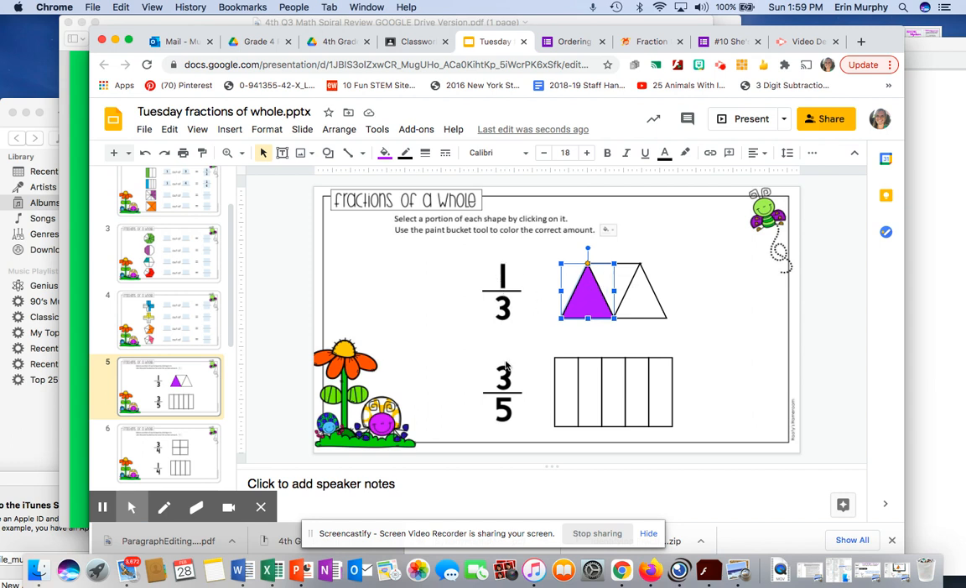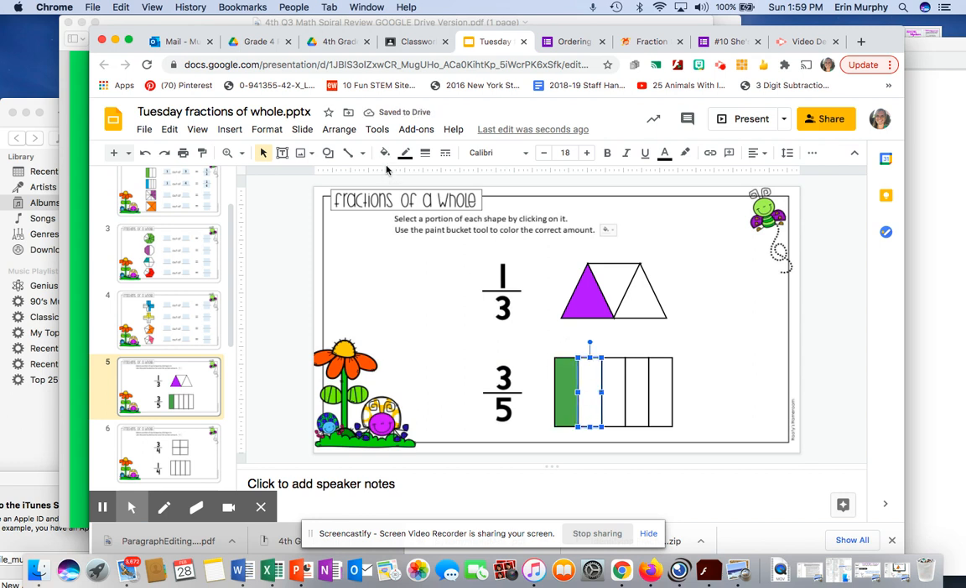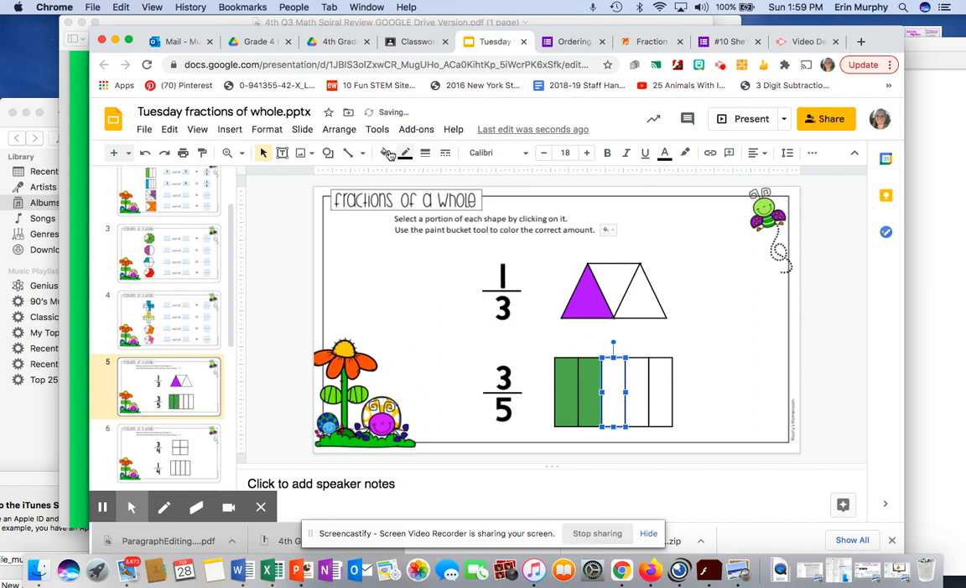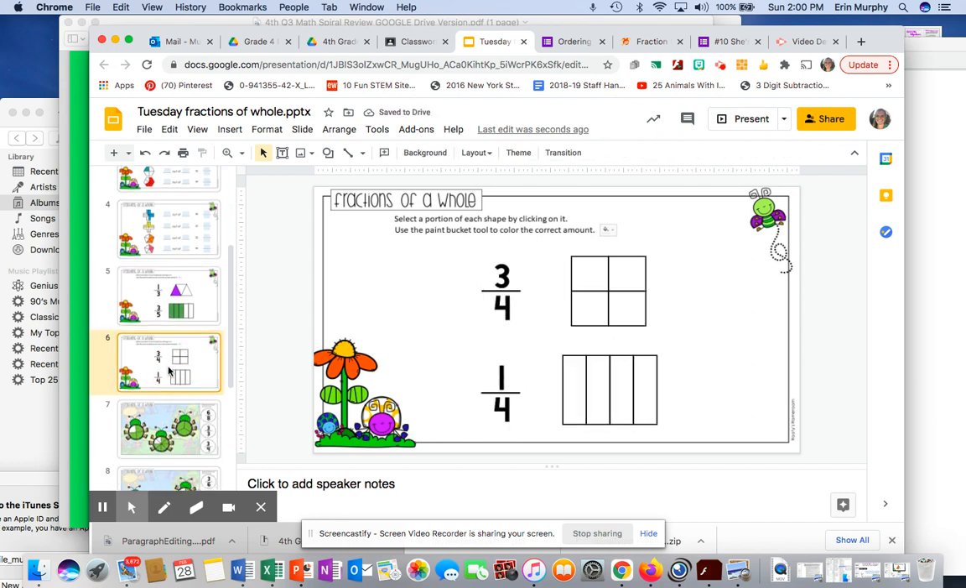with that purple. On 3/5, there's 1, 2, 3, 4, 5 pieces in the whole. I need to shade in 3. So once again, I'm going to click. I'm going to do this for 3 pieces because that's my numerator. And I'm going to do the bucket. Let's do a green. Green's my favorite color. But I got to do it for 3 pieces. And you can pick different colors if you'd like. Typically, it's going to be the same color, but you can do that if you would like. Okay, so that 6th one you should be okay on.